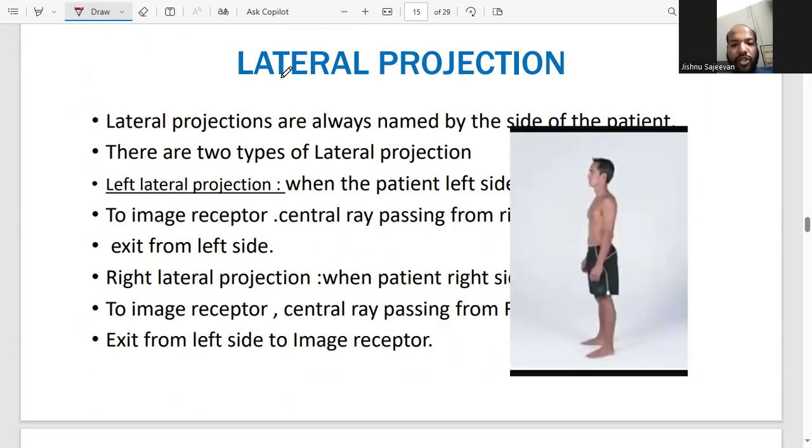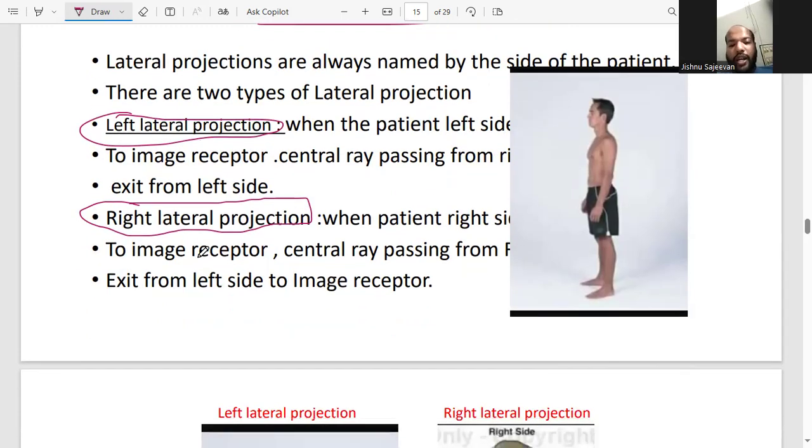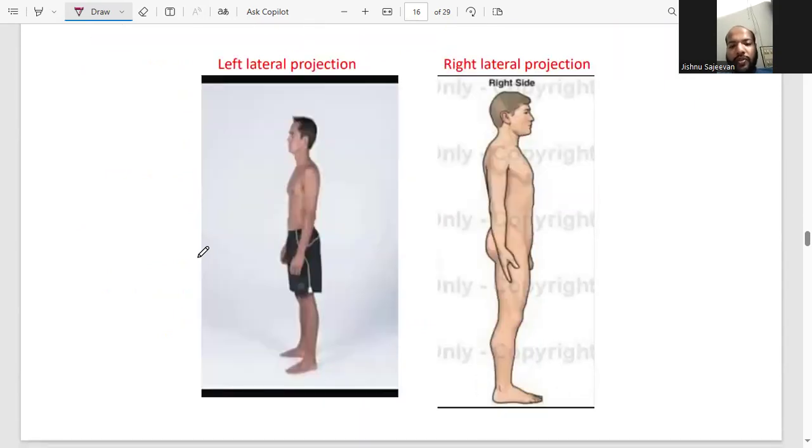This is known as the lateral projection. In lateral projection, the ray will be entering from one lateral side and it will be exiting through the other lateral side. Two conditions are there: left lateral projection and right lateral projection. Actually, these are all very easy terms, so there is no need of detailed explanations. So we can move to the next slide. Here we are depicting the images of lateral projections, right lateral projection and the left lateral projection.